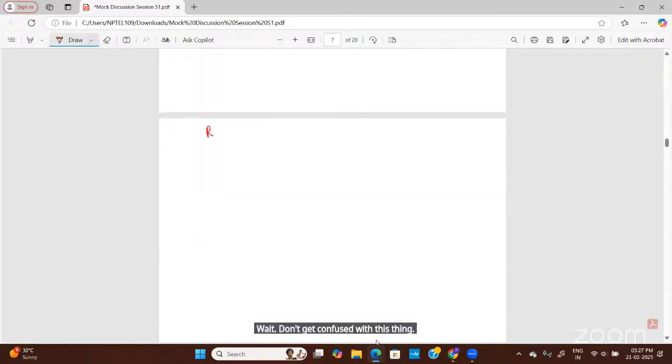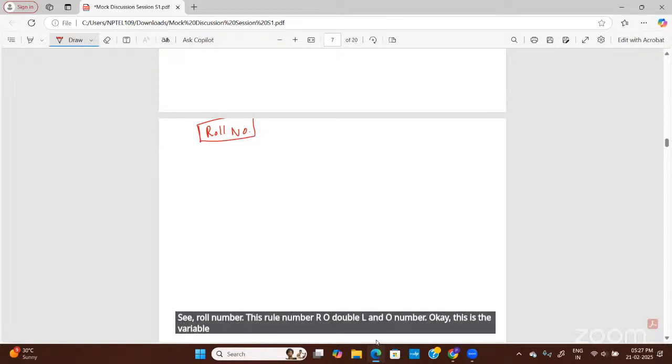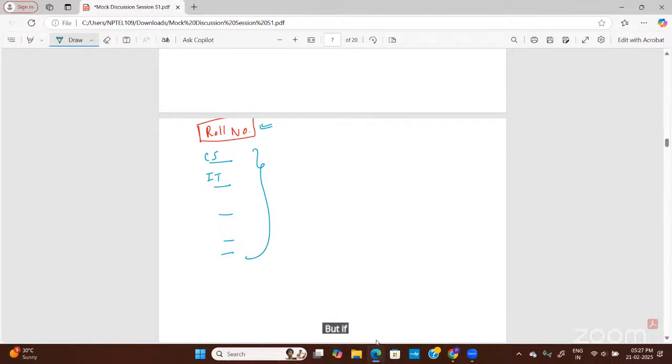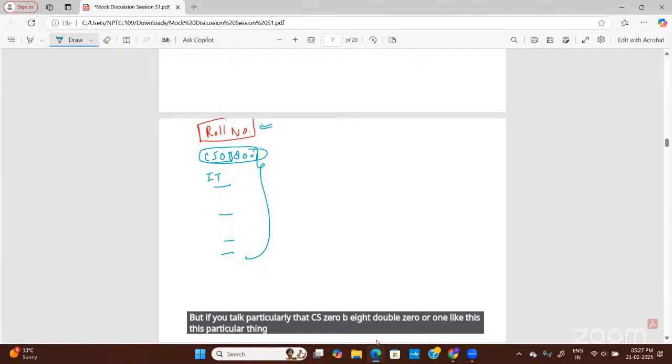Don't get confused with this thing. See, roll number. This is the variable. It has different values within it, like CSIT and so on. So this roll number is a variable which has different values in it. But if you talk particularly about CS 0, B 800 or 1 like this, so this particular thing is a case or observation.